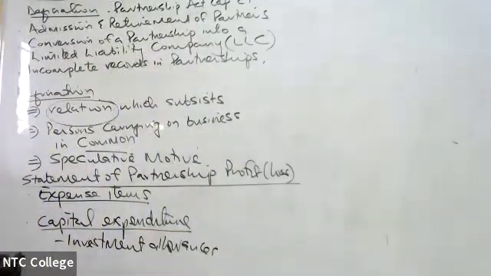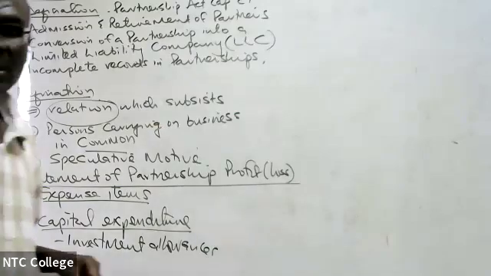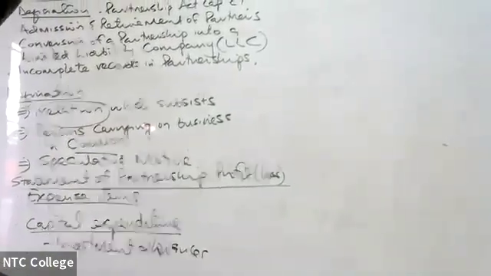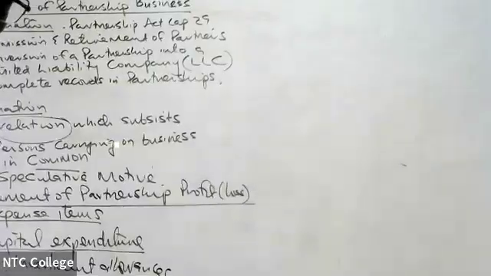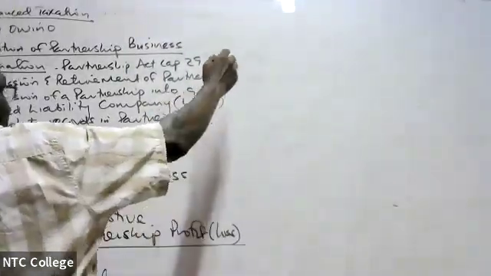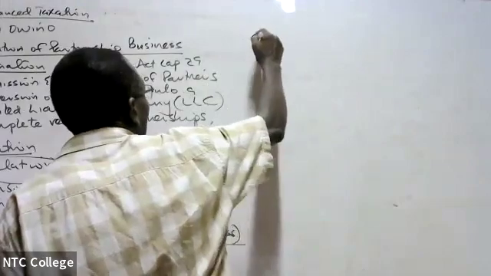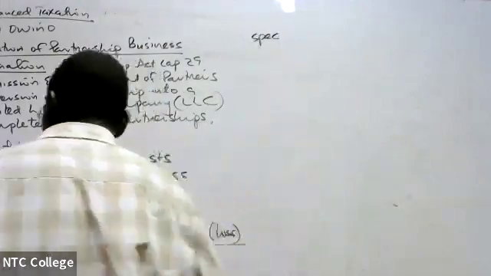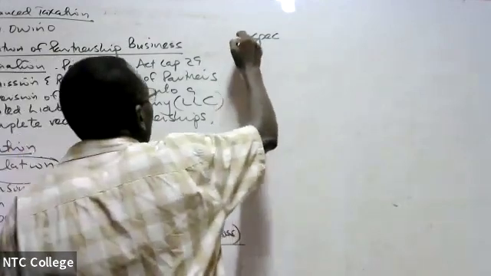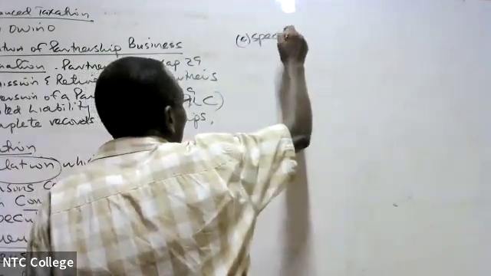Then there is another difference. This one we will call specified sources of income. So turn this page a little bit, and you have something called specified sources of income. So we'll call this one A, this one B, now this is C.